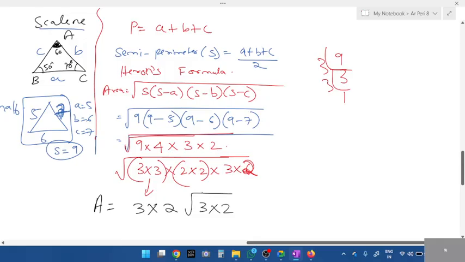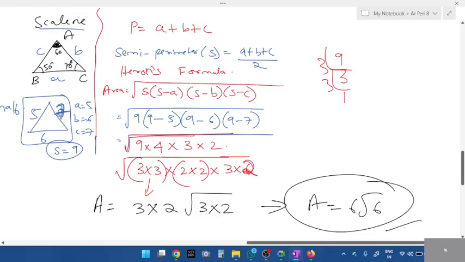Is this concept clear? Understood all of you? Next. A is equals to 3 twos are 6. Root 6 is the answer. This is how you find area of a scalene triangle. Just go through what I've done, students. Go through. Try solving once. All of you will start solving. This is Heron's formula.